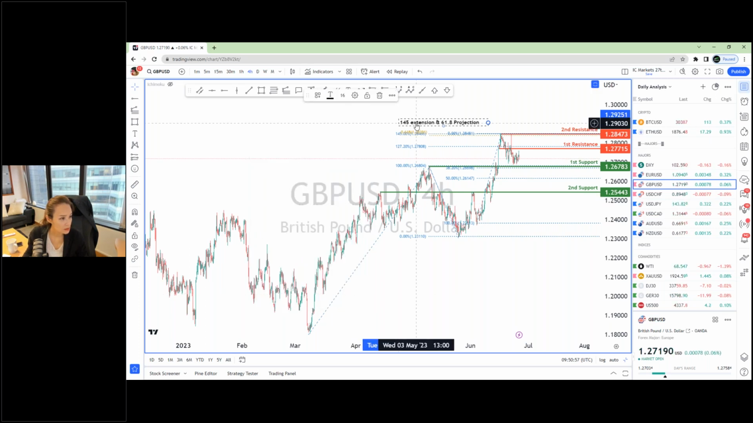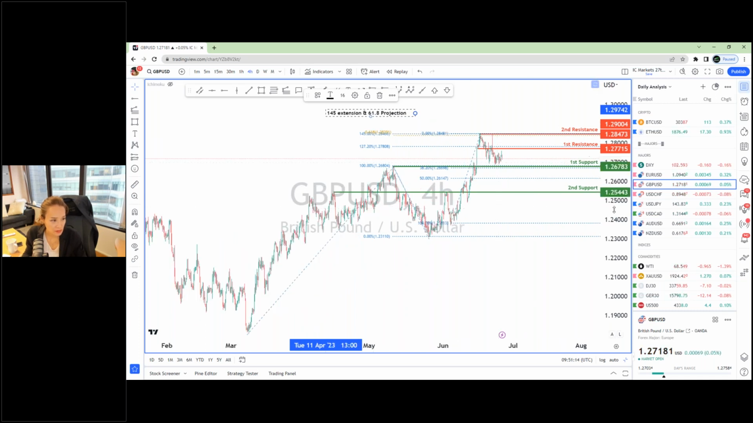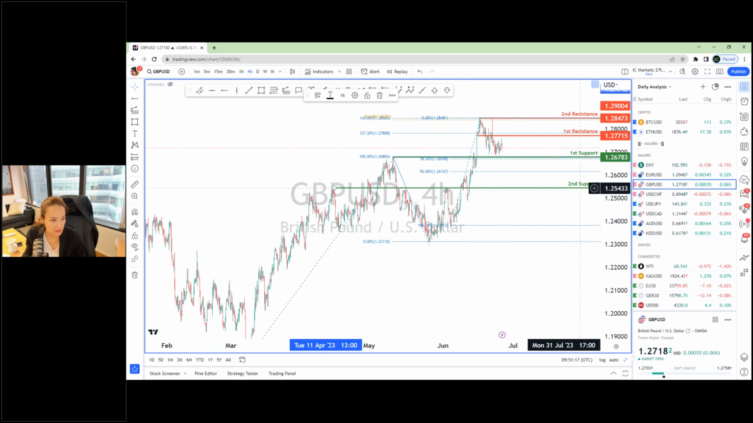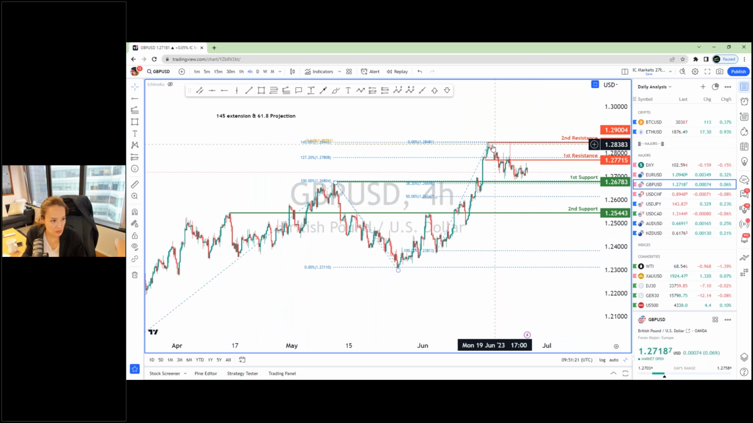Okay, here. You see here? 145 extension and 61.8% projection. So this is a confluence zone for second resistance. And when you see this, you can see two times the price touches. Okay, zoom in for you to see. One time, two times, and then the price is rejected from there. This is how I get the Fibonacci confluence zone.